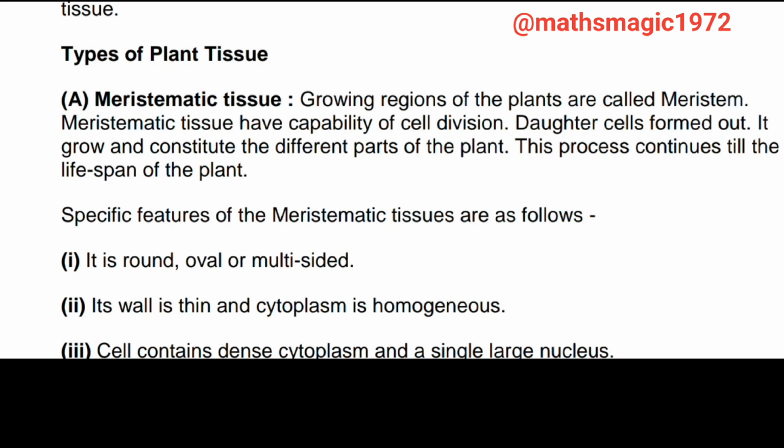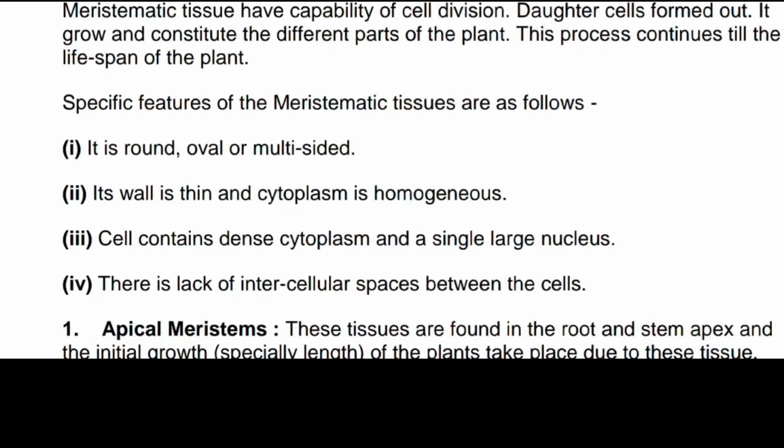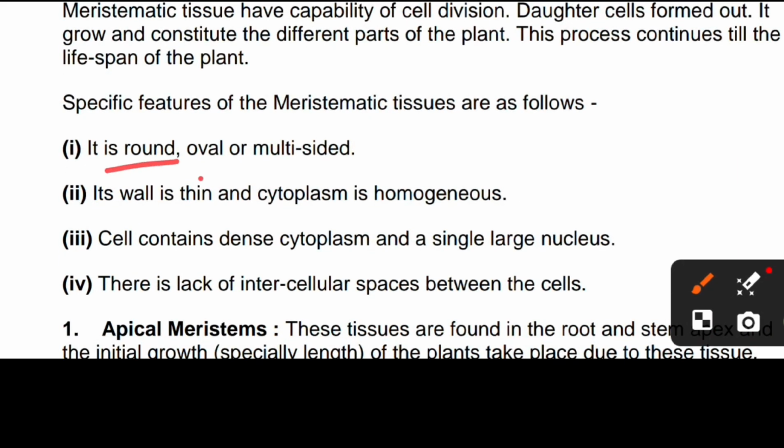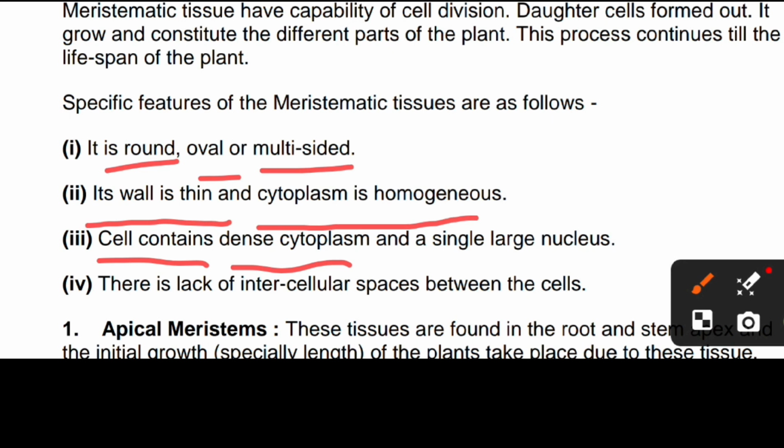What are the specific features of the meristematic tissue? They are as follows: the cells are round, oval and multi-sided. The wall is thin and the cytoplasm is homogeneous. The cell contains dense cytoplasm and a single large nucleus. There is a lack of internal cellular spaces between the cells.